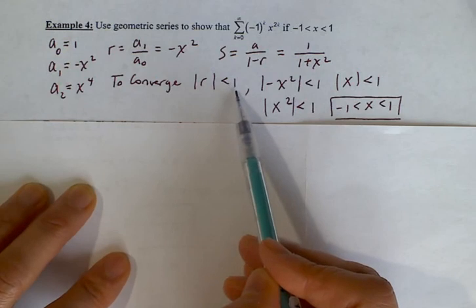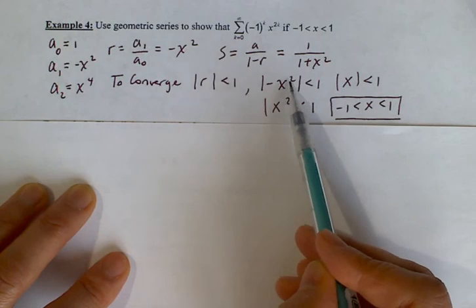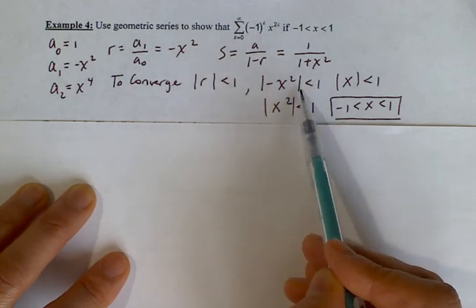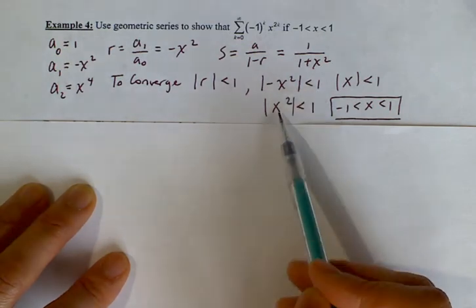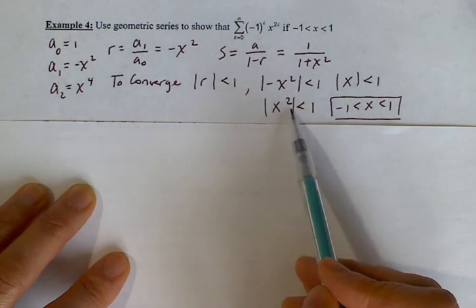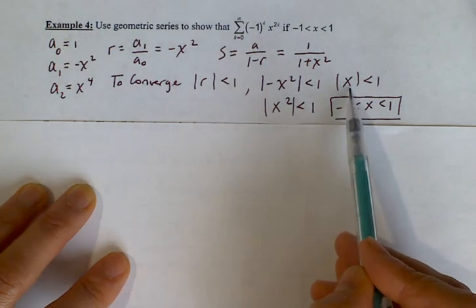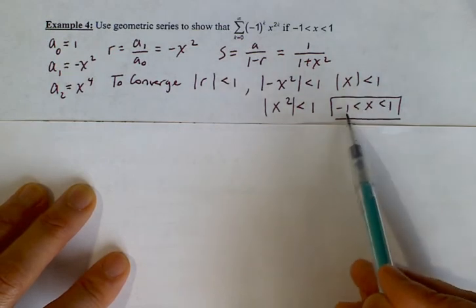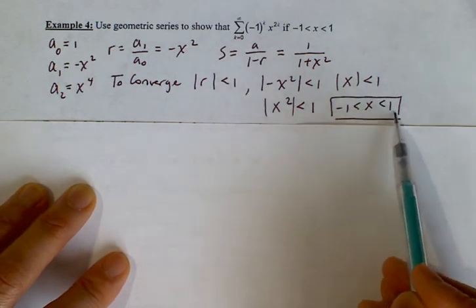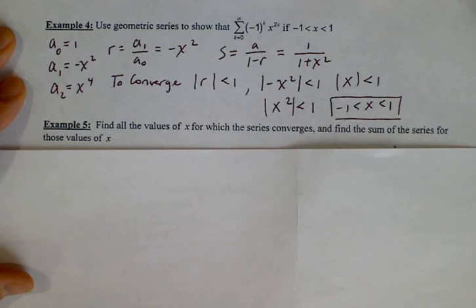Okay, so in order to converge, I know that the absolute value of r has to be less than 1. So then I'm going to put in my r, which is negative x squared, and set up an inequality where the absolute value of negative x squared is less than 1. So that means the absolute value of x squared has to be less than 1, which means the absolute value of x has to be less than 1. So if you solve this inequality, that means that -1 is less than x is less than 1. And that's the proof.